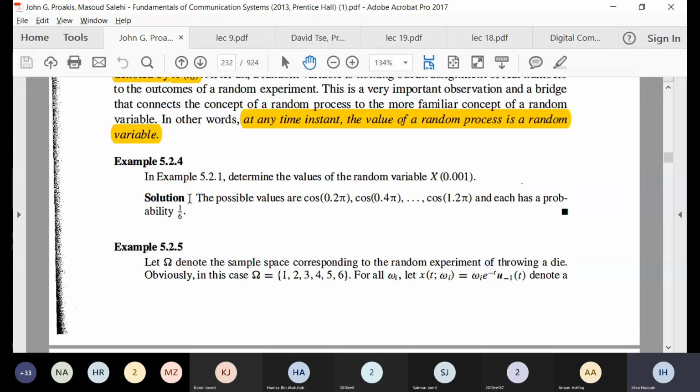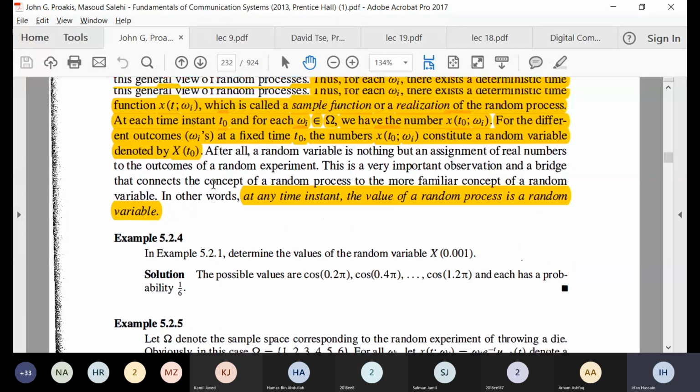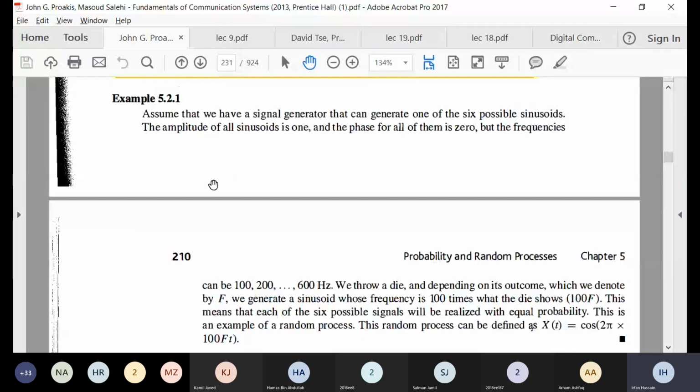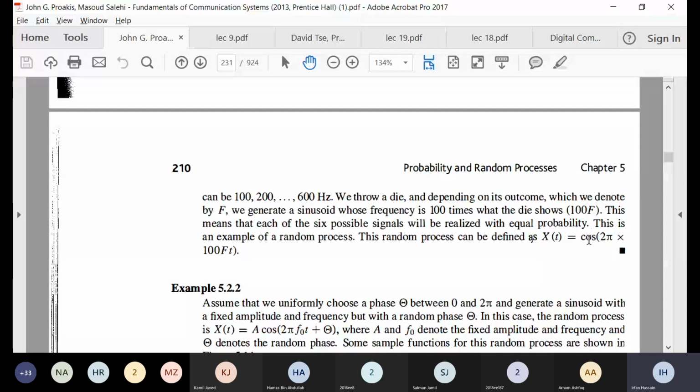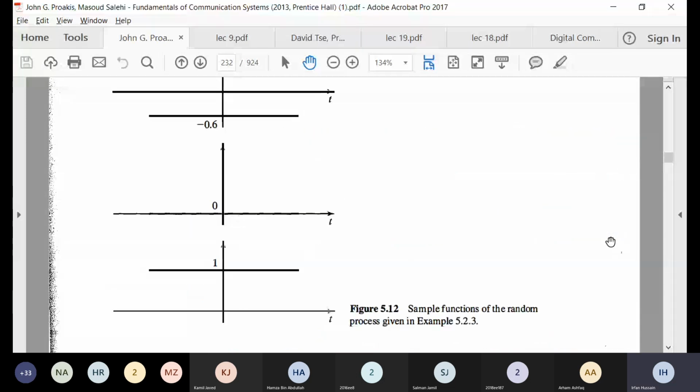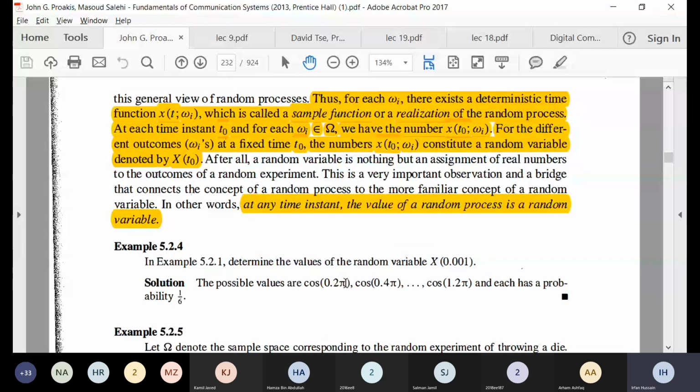So for example, let us say I want to find the value of the random variable X(0.001) in example 5.2.1. In example 5.2.1, you could actually see the random process was this thing. So if I fix my time t equal to 0.001, actually 1 over 1000, this comes out to be 0.1f. 2 pi into 0.1f means 0.2 pi f. So you can see it will be 0.2 pi when f is 1, 0.4 pi when f is 2, and so on and so forth. So these are the random variables once I have fixed my random process at this time 0.001. And each of these has a probability of 1 over 6.